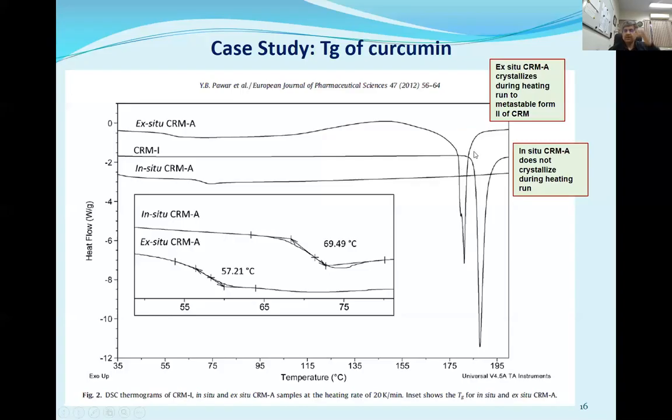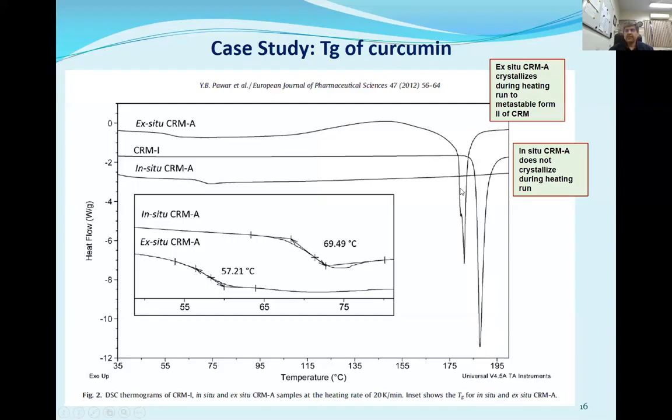Now you will also observe one difference here: the melting point of the curcumin earlier was this much, because this is form 1 of curcumin. But in this case, the crystalline curcumin shows a lower melting point. This indicates that the crystalline polymorphic form that you obtained during this recrystallization is the metastable form, and it has a lower melting point as compared to the stable form 1.